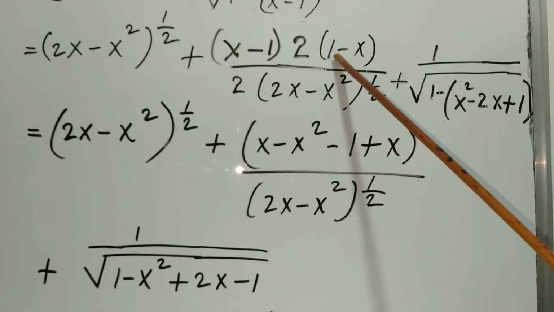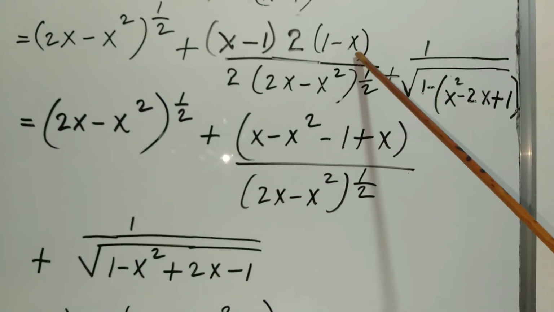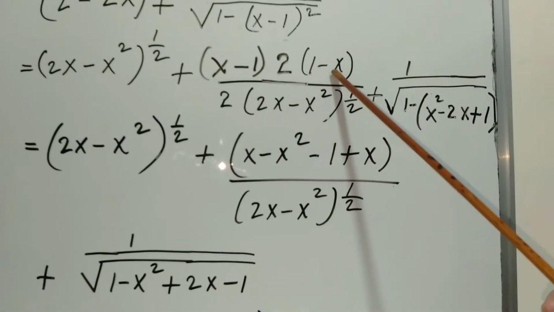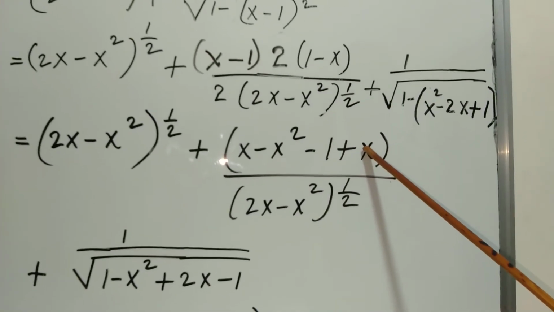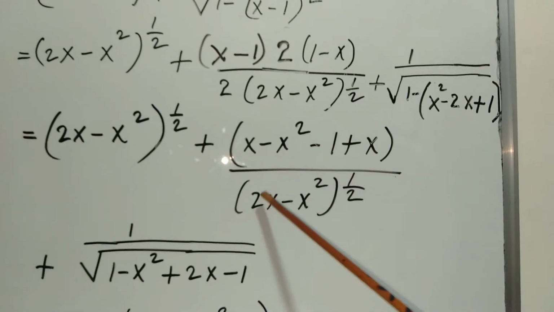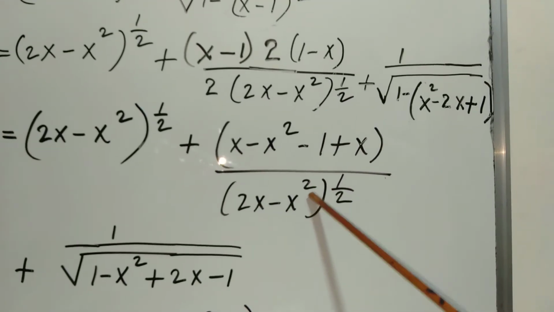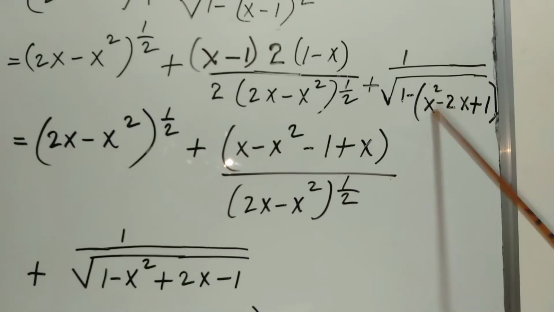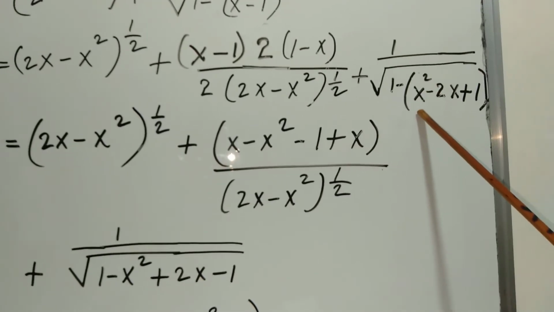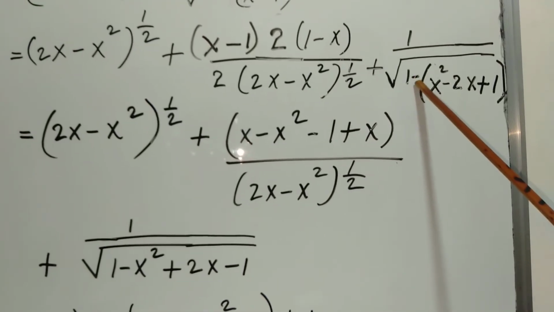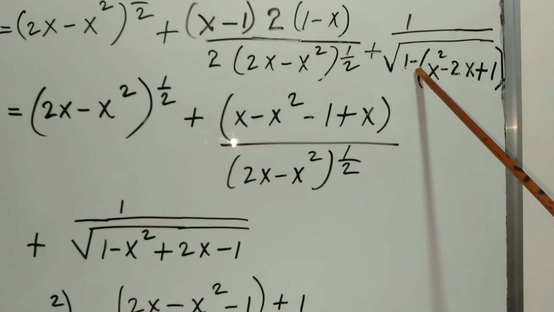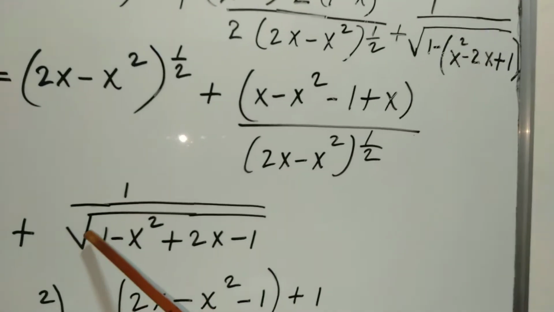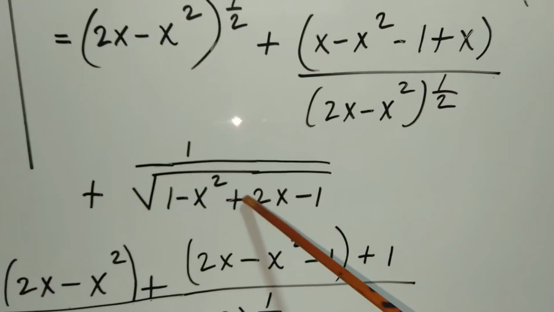We expand the factors here. x times 1 is x. x times negative x is negative x squared. Negative 1 times 1 is negative 1. Negative 1 times negative x is x. This is over 2x minus x squared; just copy this. And the third term, we get rid of the negative sign in the parentheses, so that becomes 1 over the square root of 1 minus x squared plus 2x minus 1.